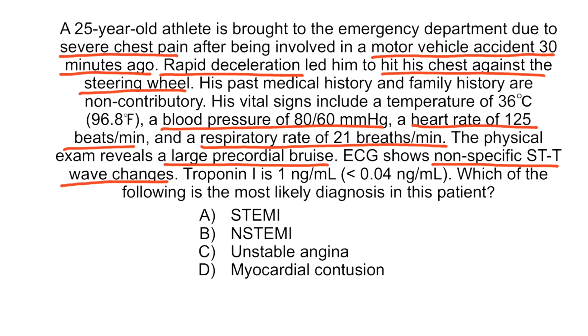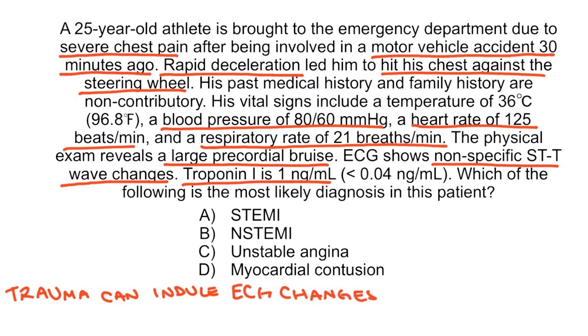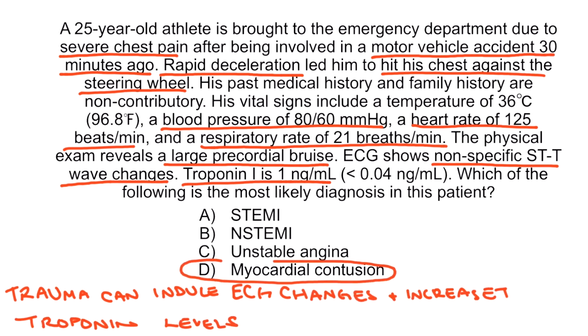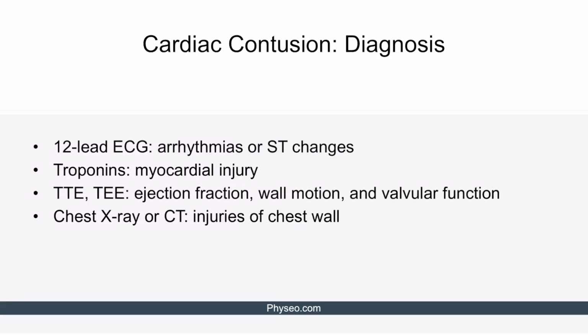Troponin I is 1. All these findings within the context of chest trauma in a young patient suggest the diagnosis of myocardial contusion. Myocardial injury due to contusion can induce ECG changes and increase troponin levels. Therefore, the correct answer is option D. Here is a slide reminding us of the diagnosis of cardiac contusion. Pause the video and take a moment to consider this slide once more.